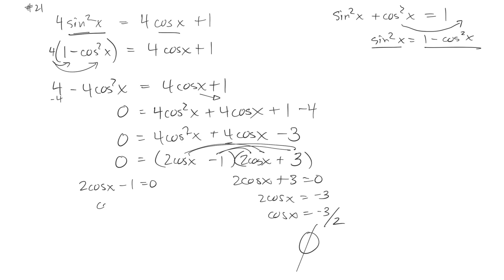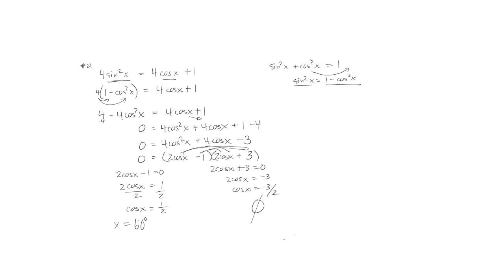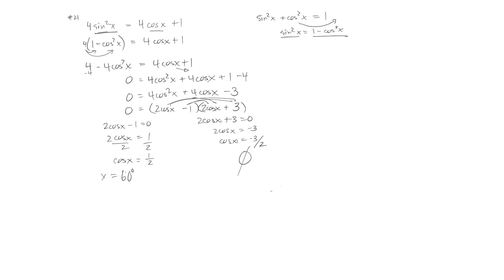I'll move the 1 over. Make it positive. Divide both sides by 2. Cos x is equal to a positive half. So then you'd need to find the reference angle. I think it turns out to be 60 degrees. And so the reference angle is 60 degrees.